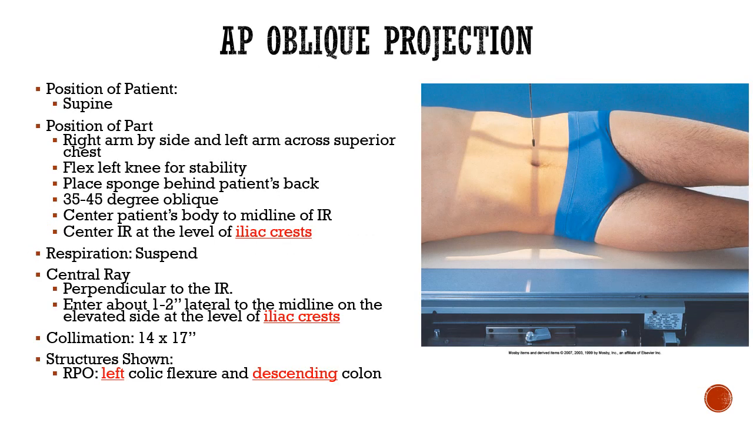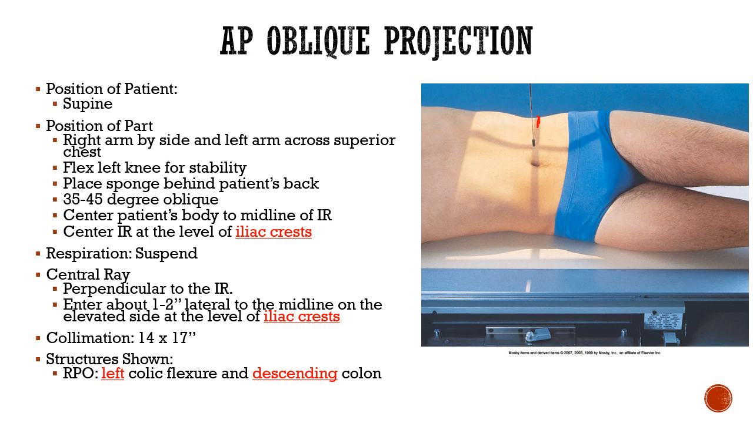Here's an AP oblique again. This time the patient is again supine, but they're in an RPO. We're going to have the exact same positioning that we just had for the opposite one. We're going to center the same location and the same respiratory instructions as well. We're even going to have the same central ray information, centering about 1 to 2 inches lateral to the midline on the elevated side at the level of the iliac crest again. So just looking at that location.